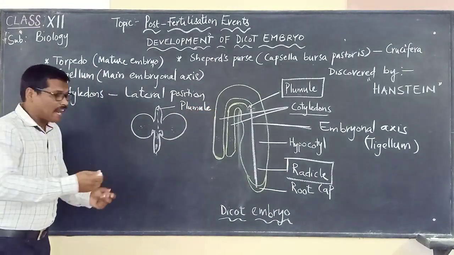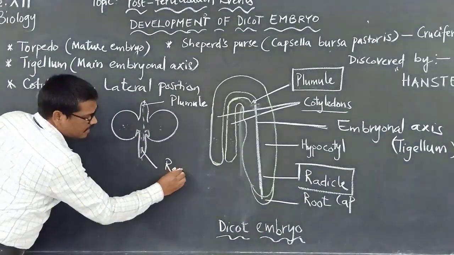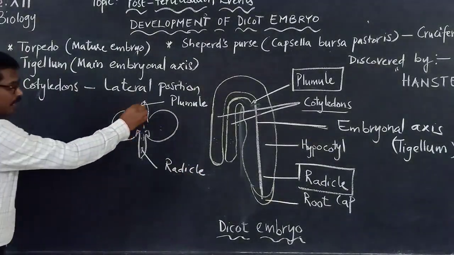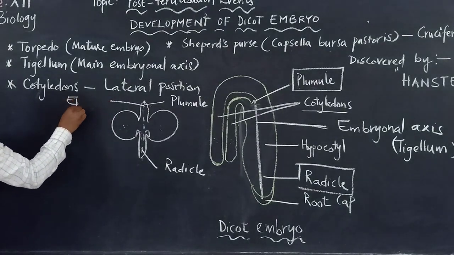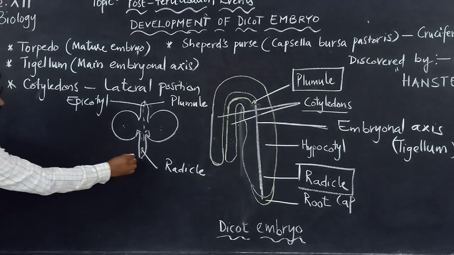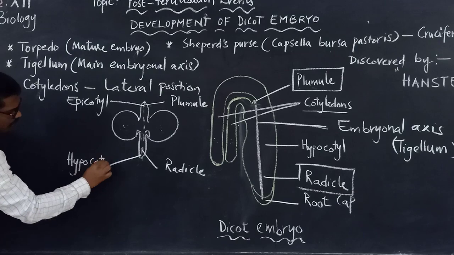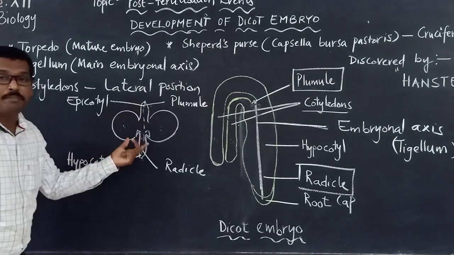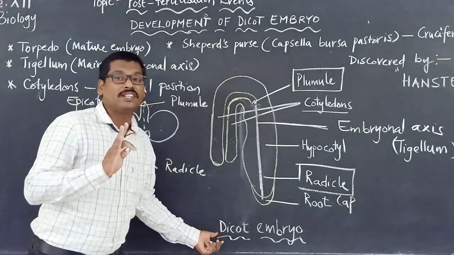The portion of the embryonal axis that is below the cotyledons, this part will be called as what? The radicle. Or otherwise, we call this as what now? It is called as the epicotyle, and whereas this part is called as the hypocotyle. Epicotyle and hypocotyle are the two parts of the embryonal axis, or you can see these two parts in a matured dicot embryo.